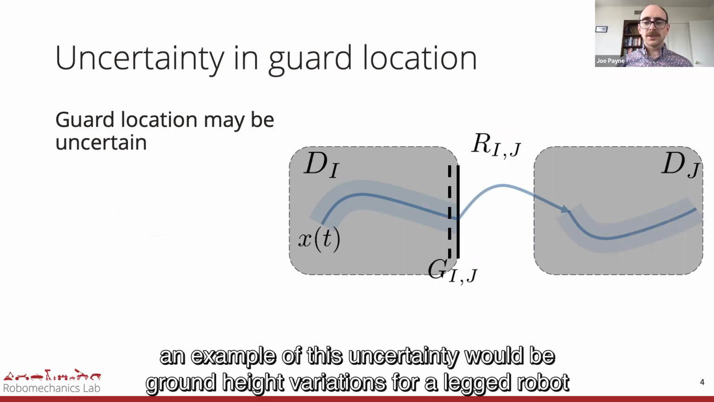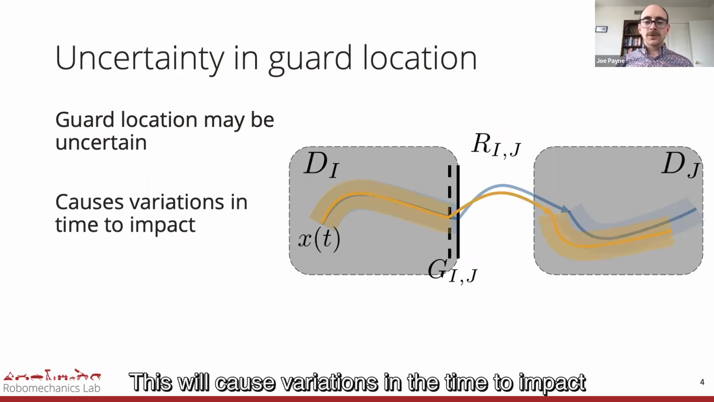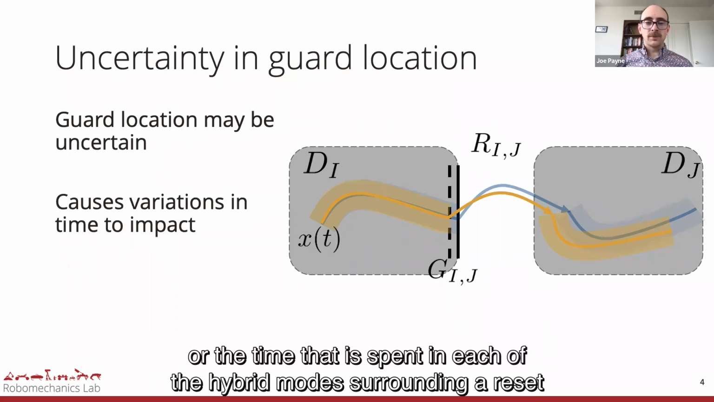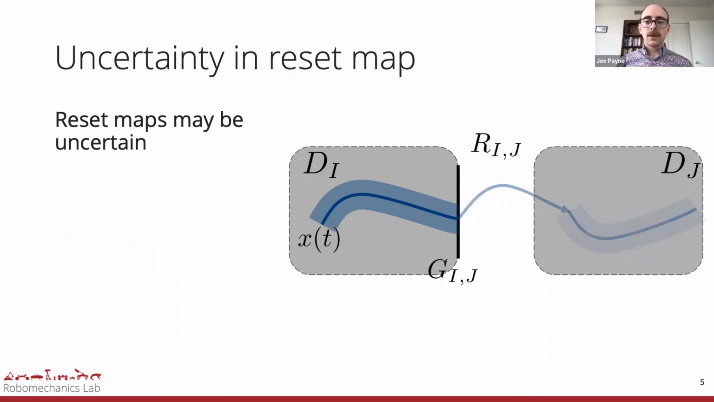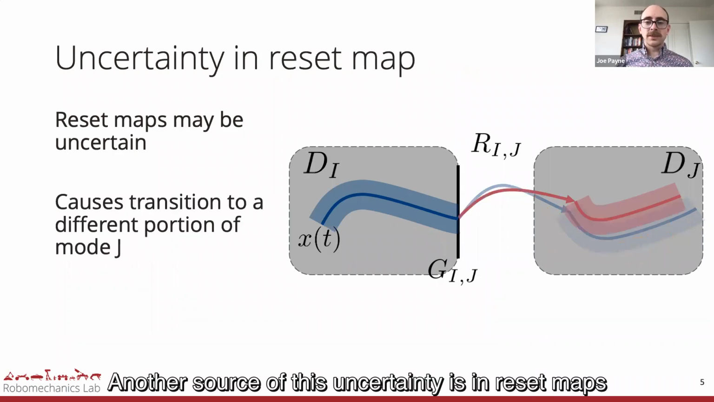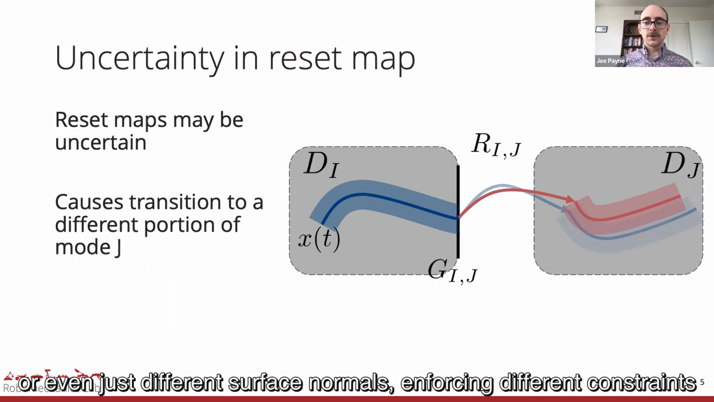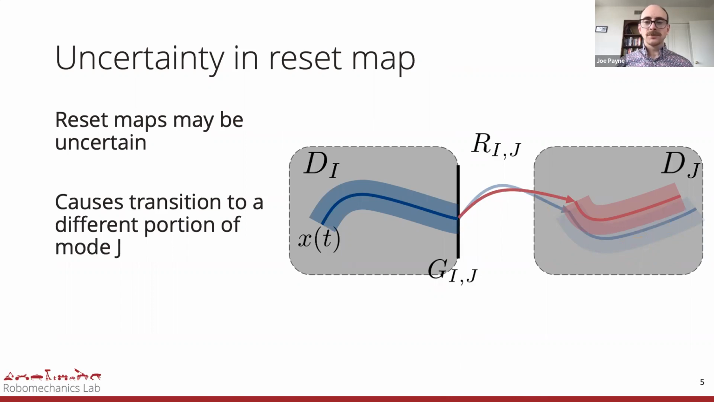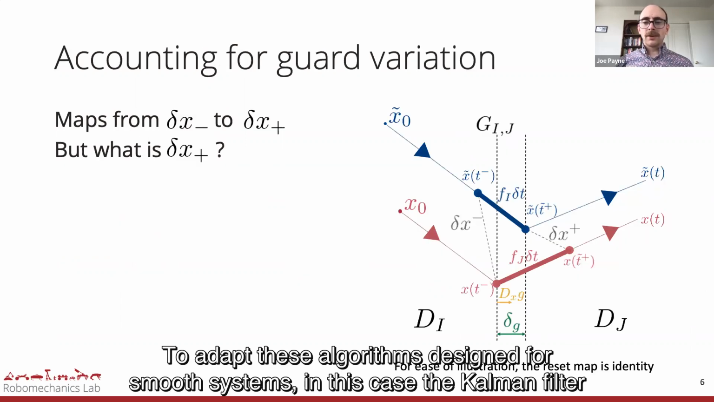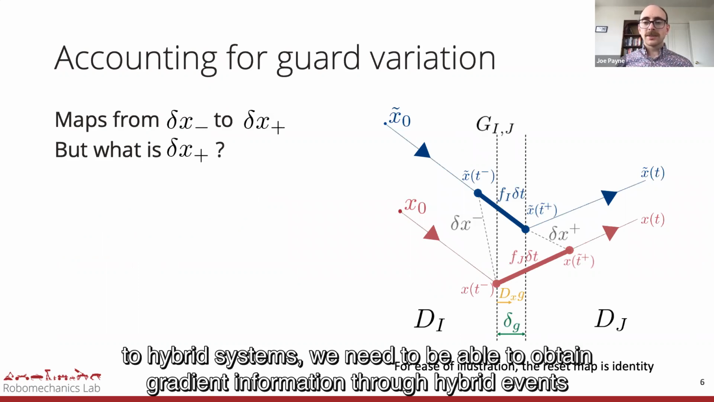An example of this uncertainty would be ground height variations for a legged robot. This will cause variations in the time to impact, or the time that is spent in each of the hybrid modes surrounding a reset. Another source of this uncertainty is in reset maps. This could take the form of differing surface properties when contact is made, or even just different surface normals enforcing different constraints.